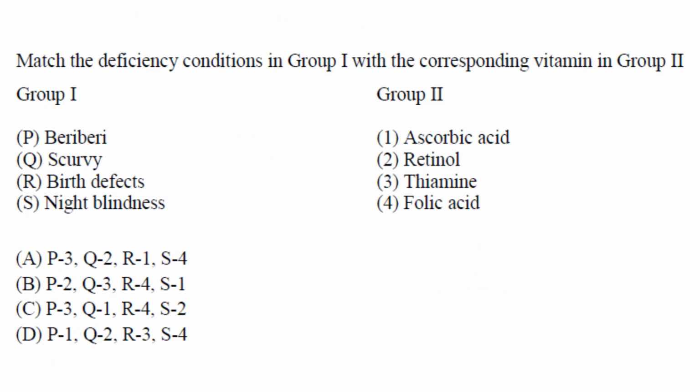Then the next one. Match the deficiency condition in group 1 with the corresponding vitamin in group 2. Beriberi is due to thiamine deficiency, vitamin B1, P3. Scurvy is for ascorbic acid, which is vitamin C. Birth defects are for folic acid, 4, and night blindness is because of retinol, S2. So the answer here is option C, that is P3, Q1, R4 and S2.